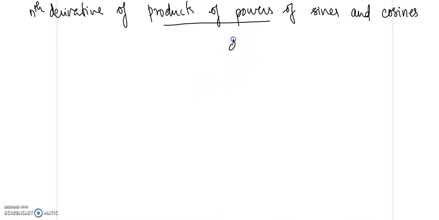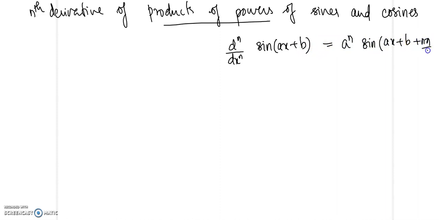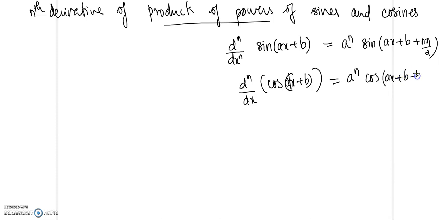So nth derivative of sin ax plus b is equal to a raised to n sin ax plus b plus n pi by 2. Similarly, nth derivative of cos ax plus b is equal to a raised to n cos ax plus b plus n pi by 2. So we will be using these results. Okay. So let us look at an example.